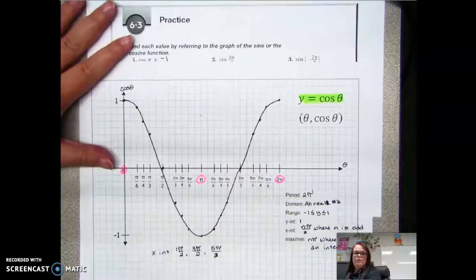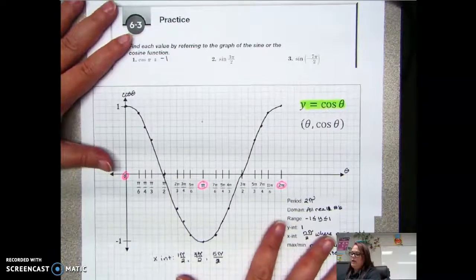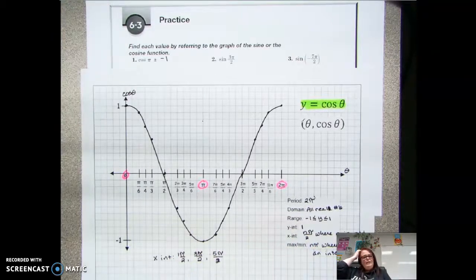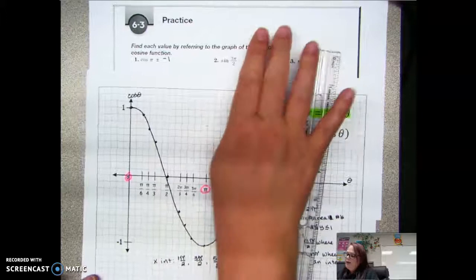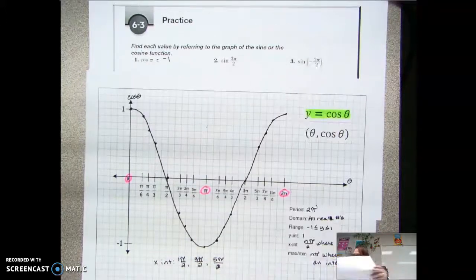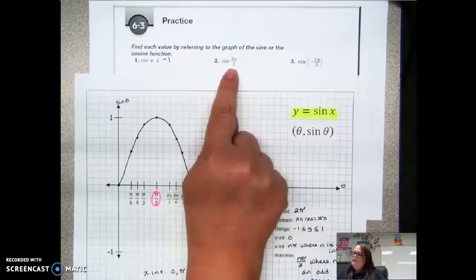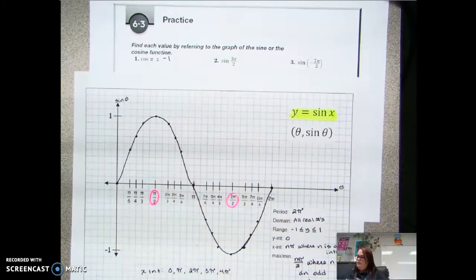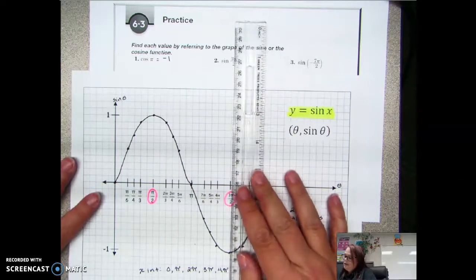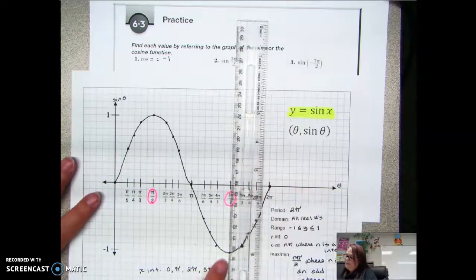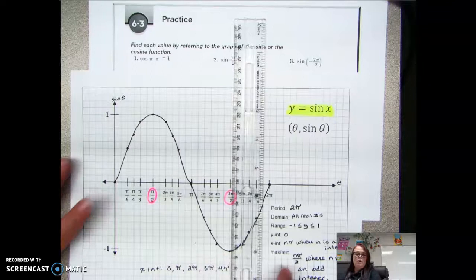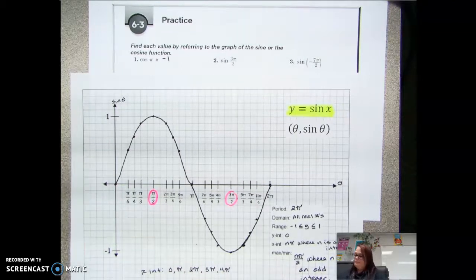All right, so take a moment to pause the video and use your graph and see if you can answer 2 and 3. So if we take a look at question number 2, it's asking what is the y value, and actually we need to get our sine function out. It's saying what is our y value when x is 3 pi over 2? And so if I draw my vertical line at 3 pi over 2, my y value is also at -1.